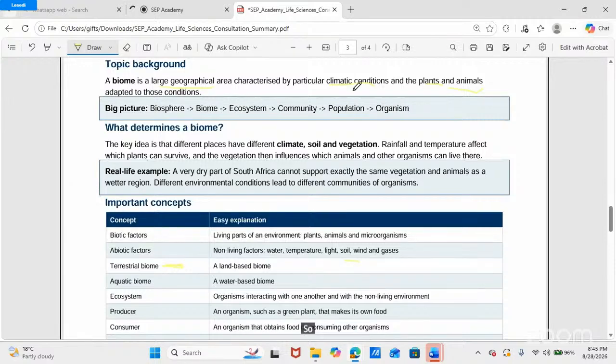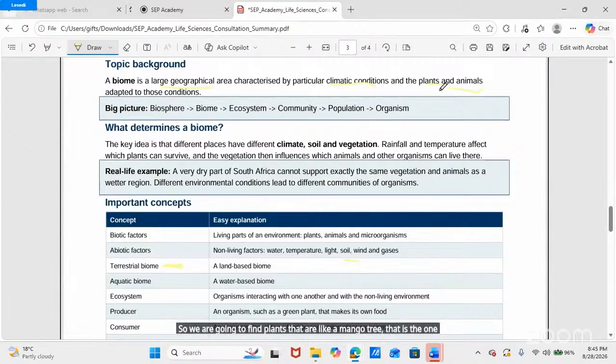So we are going to find plants like a mango tree. That is the one that I commonly use because you all know that. A mango tree, an apple tree, animals such as cows, donkeys, sheep, cats, pigs and all that. They are found on land, right? I mentioned the animals and the plants. They are found on land, and they are also adapted to the climatic conditions that are on land.